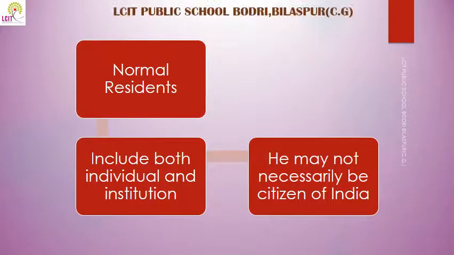Now next we see who are normal residents. Normal residents are those who ordinarily reside in our country, and it can include both individual and institution. These are the people living in our country for a period of time, and I'll tell you what period. And he may not necessarily be a citizen of India. It is not compulsory that this person is a citizen of India if he is earning in our country. There are various criteria by which normal residents can be determined, whether they are normal residents or not.